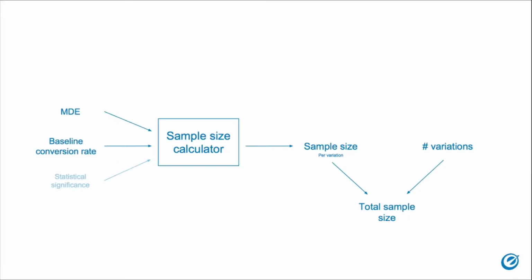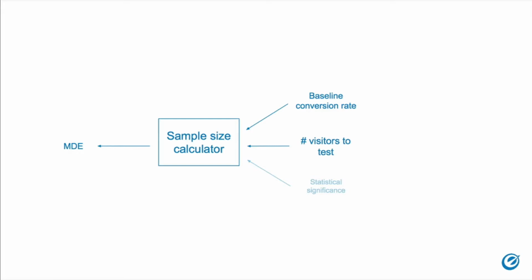The first use case would be when we are planning to run an experiment. We can use the sample size calculator to see how many visitors we will need to test on to be able to detect a certain result, and vice versa. We can use what we know about the traffic to the area where we are experimenting in order to see what kind of effect we will be able to detect in a reasonable time.